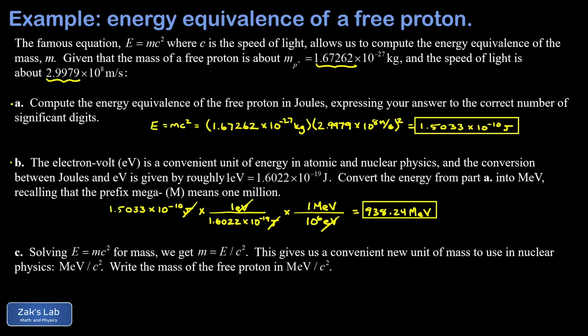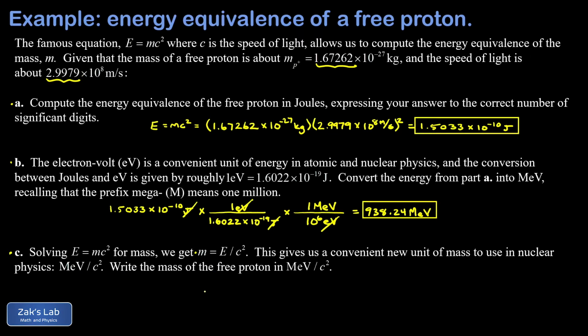Finally, in part C, we're going to express the mass of the free proton in some exotic new units. So the idea is that we take E equals mc squared and we solve for mass. This gives us a new equation. Mass is the energy equivalence of a particle divided by the speed of light squared. And the units that are popular to use in nuclear physics are actually mega electron volts per c squared.